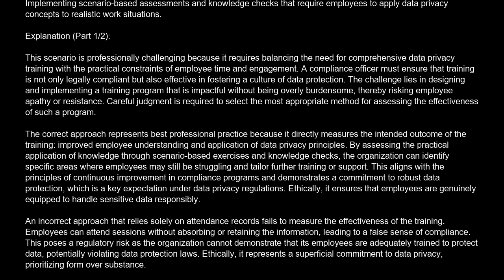This poses a regulatory risk as the organization cannot demonstrate that its employees are adequately trained to protect data, potentially violating data protection laws. Ethically, it represents a superficial commitment to data privacy, prioritizing form over substance. Another incorrect approach that focuses only on the duration of the training ignores the quality and relevance of the content.